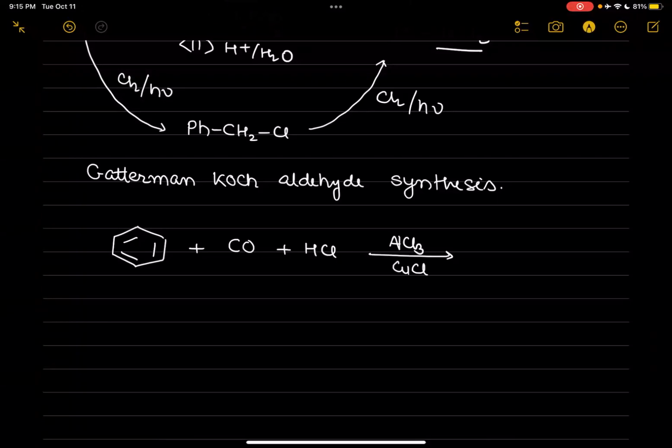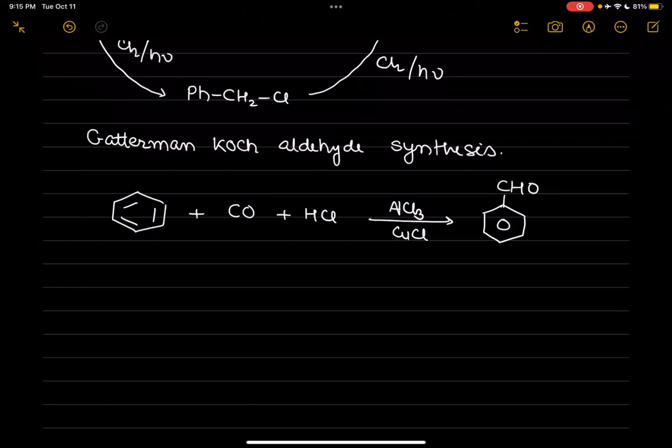These are Lewis acid catalysts. And you will end up with CHO. Right? And so this is one of the methods, and it is called the Gattermann-Koch aldehyde synthesis.